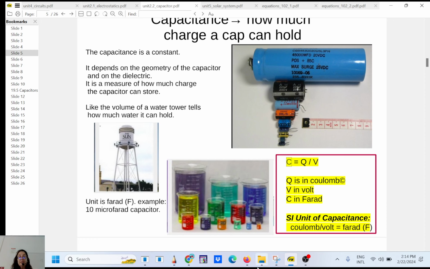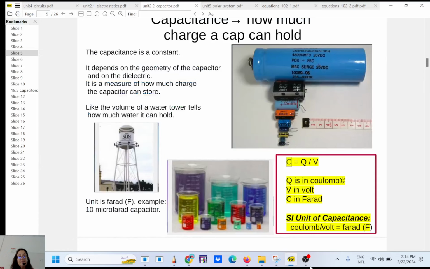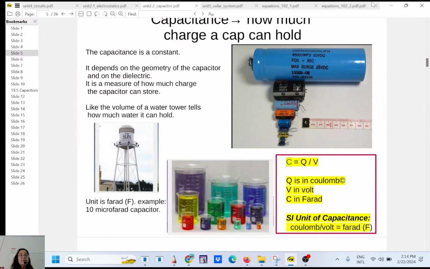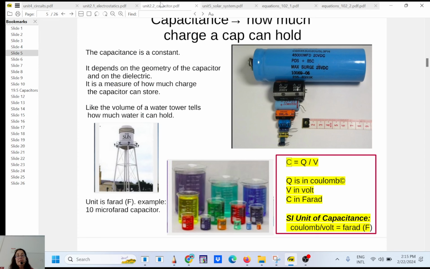Farad is named after Michael Faraday. So if you go here, you see you have the definition here: capacitance is charge per unit volt. Make sure you know how to use your equation sheet. Okay?